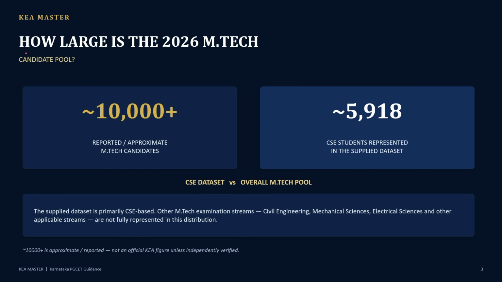Now one important point before we go further, the overall M.Tech PGCET candidate pool this year is 10,000 plus students, but the data we have for this analysis contains around 5,918 CSE student entries. So these 5,000 students are not the complete M.Tech candidate population. There are students from other streams also, such as civil engineering, mechanical science, electrical science and other applicable streams. So we are using this available CSE dataset as the base of our calculation.